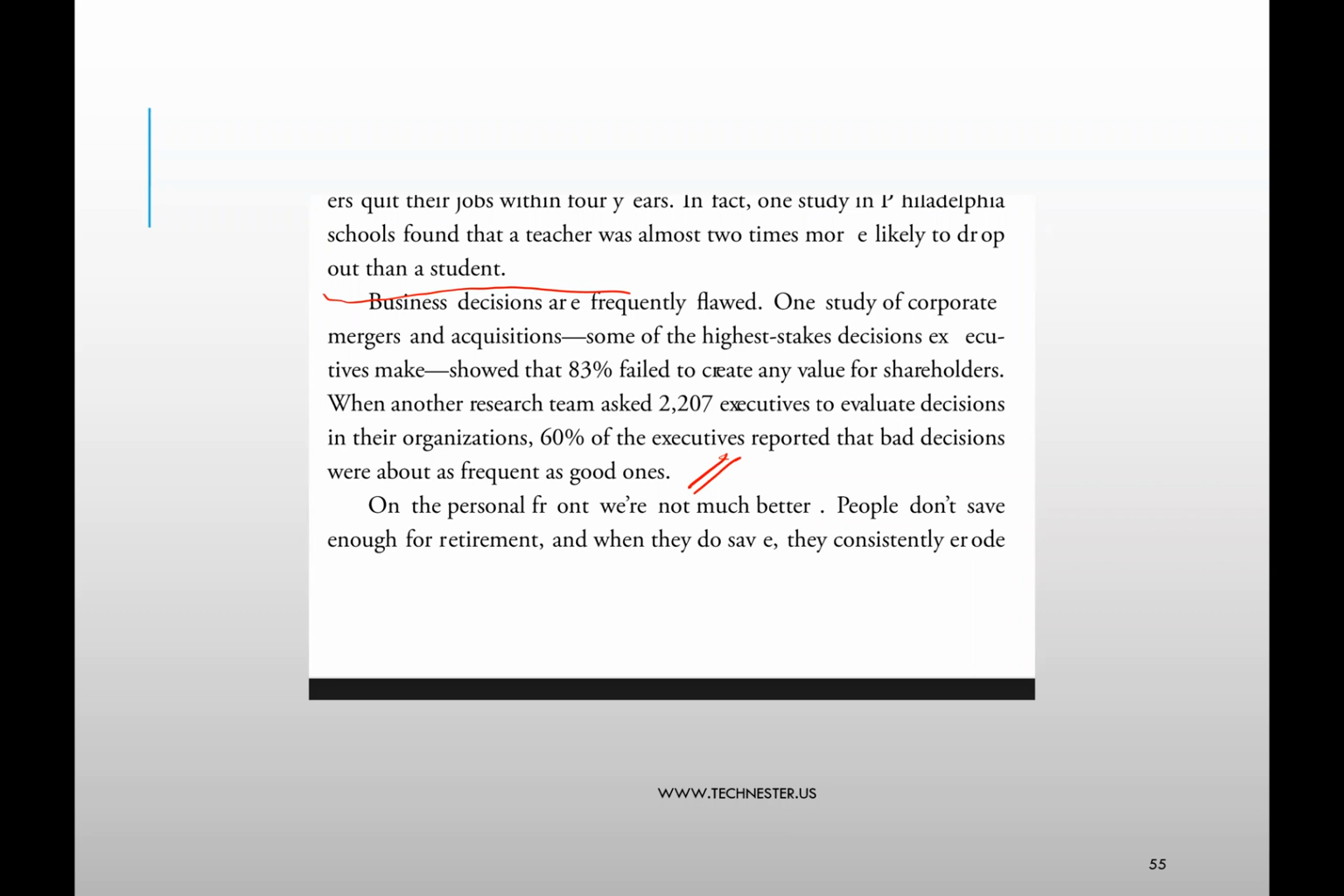Business decisions are frequently flawed. One study of corporate mergers and acquisitions, some of the highest stakes decisions executives make, shows that 83% fail to create any value for stakeholders. When another research team asked 2,207 executives to evaluate decisions in their organizations, 60% of the executives reported that bad decisions were about as frequent as good ones.